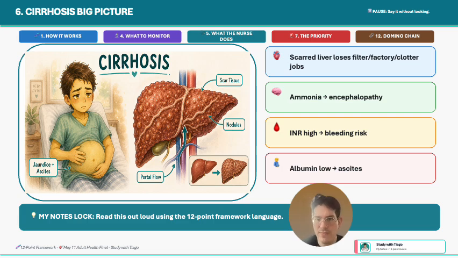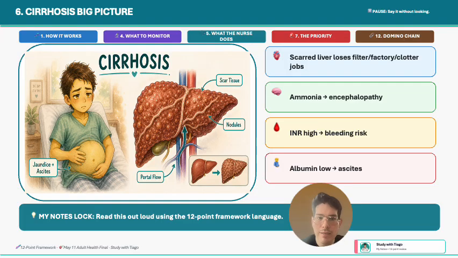When those jobs fail, the clinical picture starts to make sense. If filtering fails, ammonia can rise and mental status can change. If albumin drops, fluid leaves the bloodstream and collects in the abdomen as ascites. If clotting factor production drops, INR rises and bleeding risk increases.